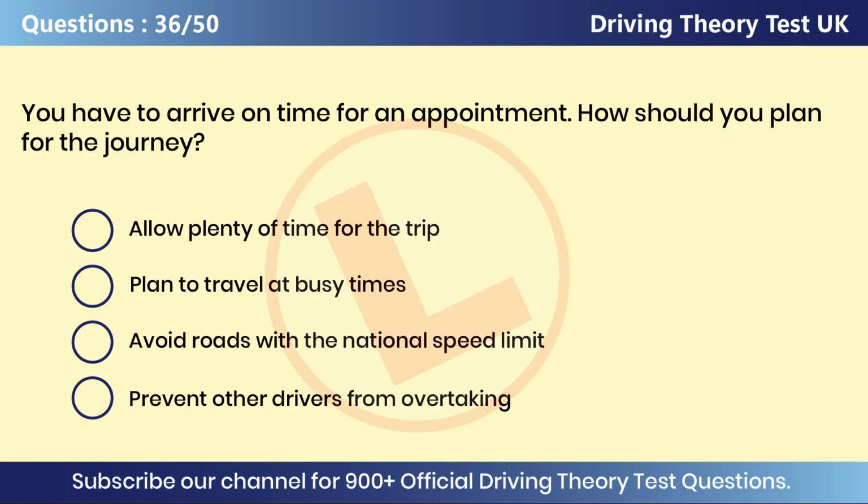Question 36. You have to arrive on time for an appointment. How should you plan for the journey? A. Allow plenty of time for the trip. B. Plan to travel at busy times. C. Avoid roads with the national speed limit. D. Prevent other drivers from overtaking.